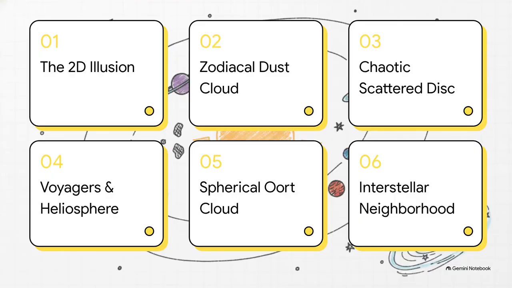Here is our flight plan for today. We'll start with the 2D illusion. Fly through the zodiacal dust cloud. Brave the chaotic scattered disk. Check in on the Voyagers in the heliosphere. Plunge into the spherical Oort cloud. And finally, float out into our interstellar neighborhood.